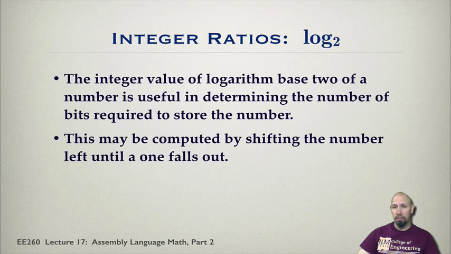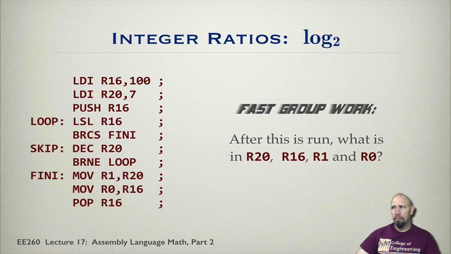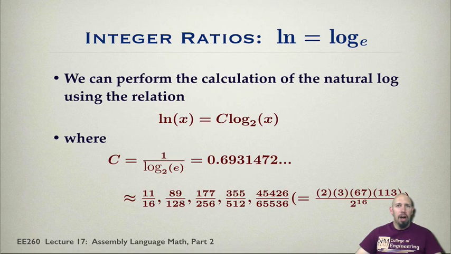That's actually pretty straightforward. To compute the log base 2, we just take that number and we shift it left until we get a 1, a carry. So we do a left shift until we get a carry. Here is code that can be used to do that for a particular example. As an example, I want you to work this out and see what happens. What's the result that we get out of all this? Try it.